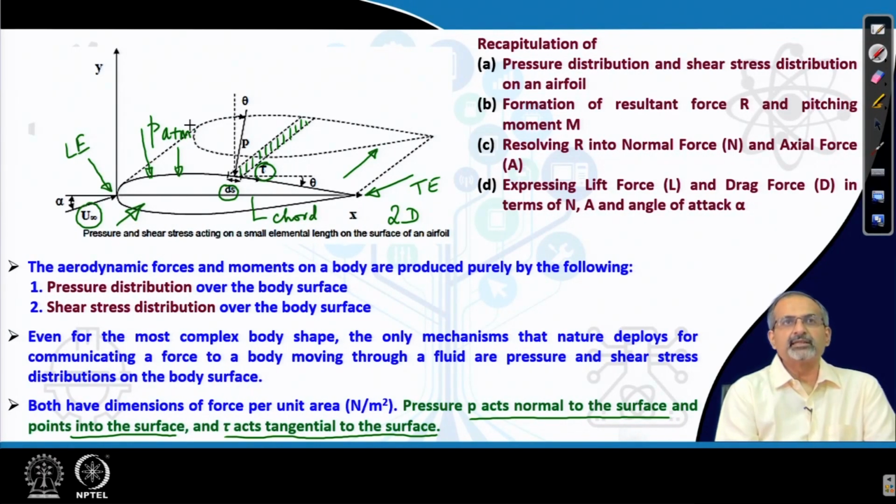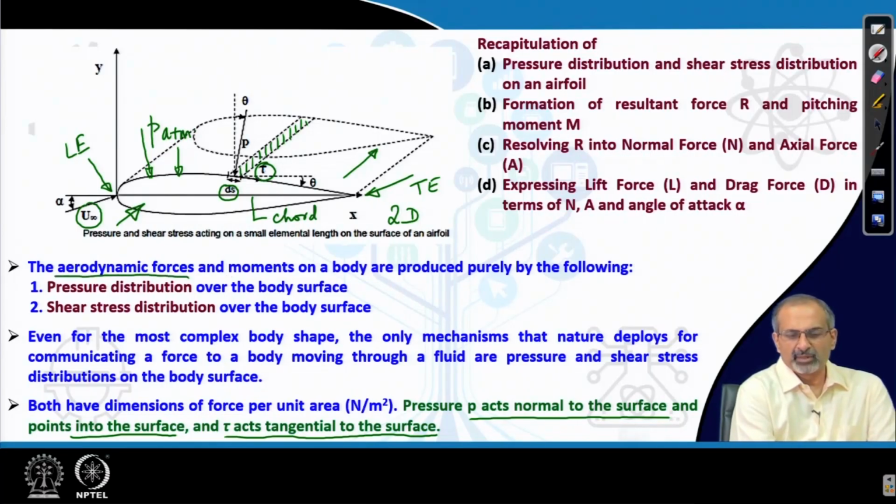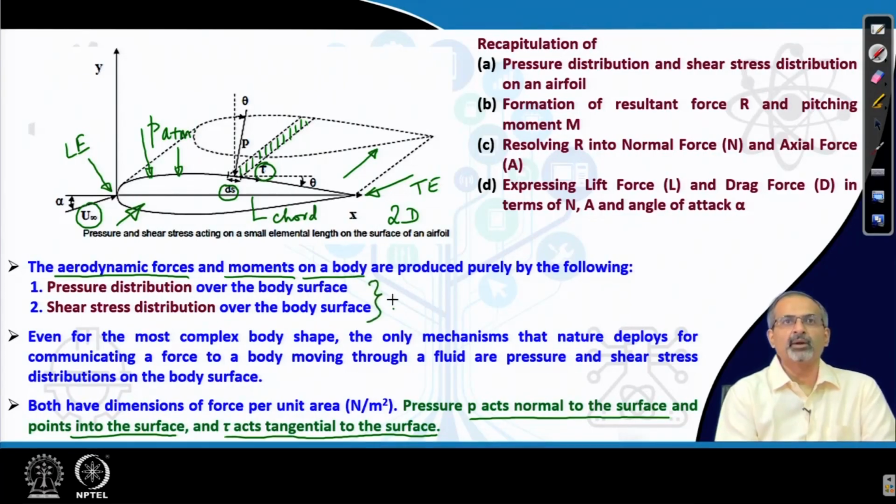Now, you are interested to look at how the pressure distribution and the shear stress distribution on the airfoil finally lead to the formation of forces and moments. Remember that aerodynamic forces and moments which are created on a body are produced purely due to these two effects. No matter how complex the body shape is, it is always these two distributions which matter.